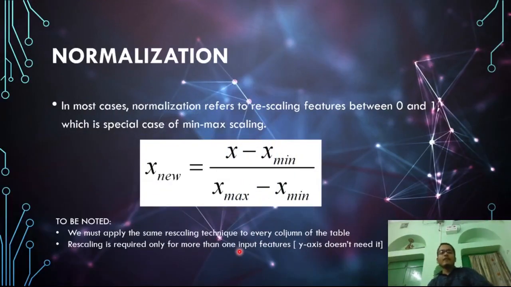Similarly, normalization, in most cases, refers to rescaling features between 0 and 1, which is a special case of min-max scaling. This is the given formula. To be noted, we must apply the same rescaling technique to every column of the table. Rescaling is required only for more than one input feature. Suppose we need to rescale some of the columns having large values. We cannot do standardization on the first column and then normalization on the next column. We cannot do that. You need to do only one: either only normalization or only standardization. By seeing the data you have to understand that.